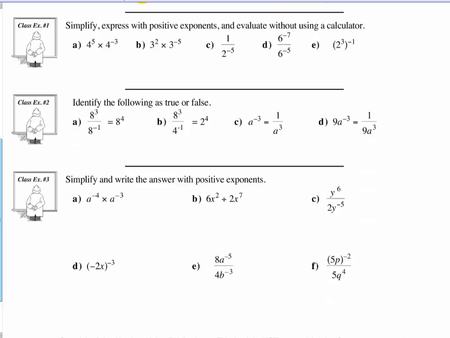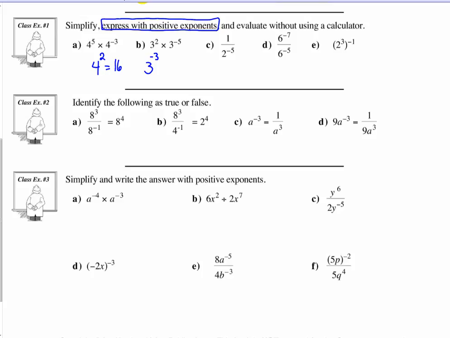Same base is being multiplied. What do you do? You add the exponents. So that equals 4 to the power of, what's 5 plus negative 3? 2. 5 plus negative 3 is 2, and 4 squared is 16. Okay, same base is being multiplied, we add the exponents. 2 plus negative 5 is negative 3. Okay, we want to express our answer with positive exponents and then evaluate.